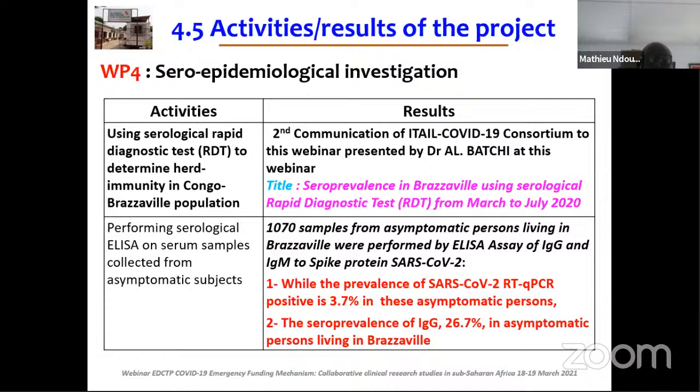More than 1,000 samples from asymptomatic persons living in Brazzaville were tested by ELISA assay of IgG. And the percentage of persons with IgG is 26.7%, while the carrier of SARS-CoV-2 virus is only 3.7%.